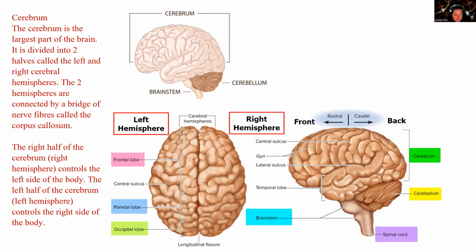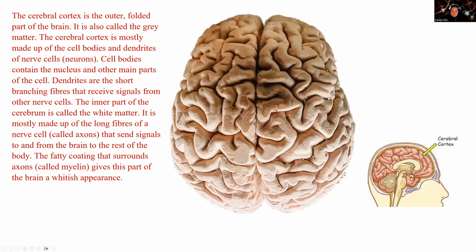The right half of the cerebrum, which is called the right hemisphere, controls the left side of the body. The left half of the cerebrum, the left hemisphere, controls the right side of the body. Now, here's another cadaver brain. This one's a little bit more rounded for you. What we see is like a typical drawn brain. And here's a cartoon image down here of a brain, which looks significantly more rounded than the actual cadaver that we just saw.